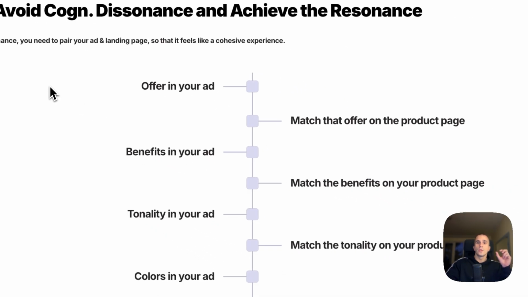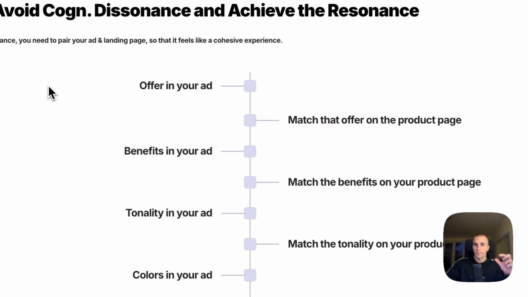What you need to do is match that offer with your product page. So if you have a discount or some offer in your ad, you want to have it on your product page as well. Because this is the thing that hooked them to your ad. This is the thing that they saw. Maybe it's the number 1 reason why they have clicked on it.